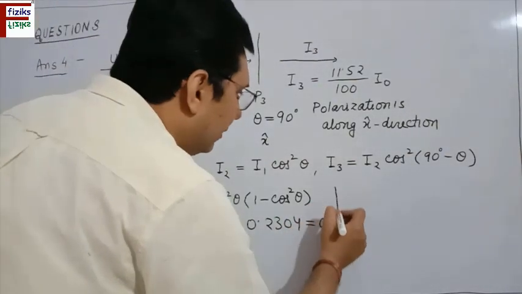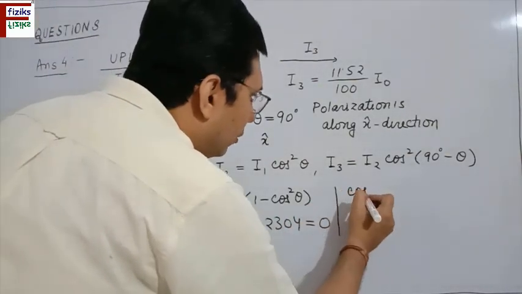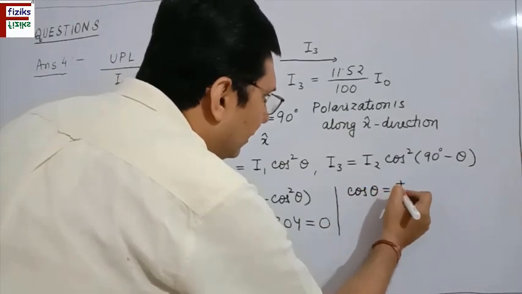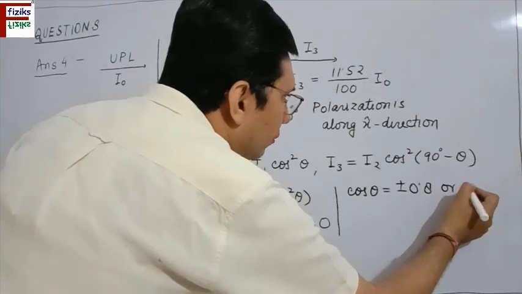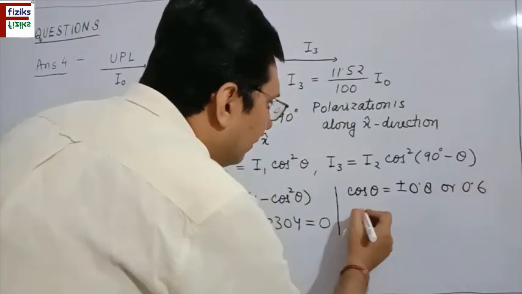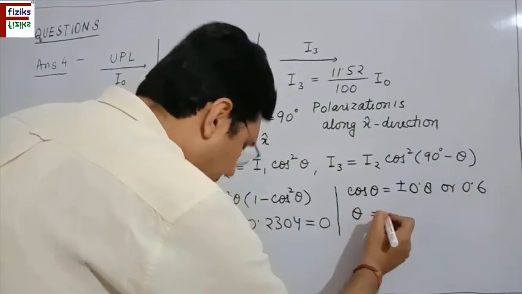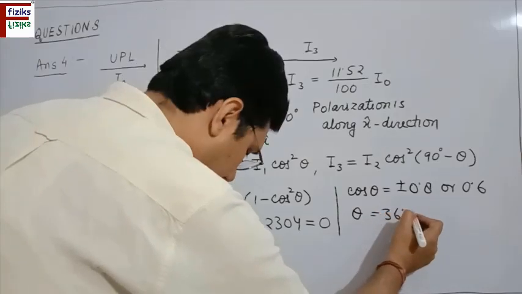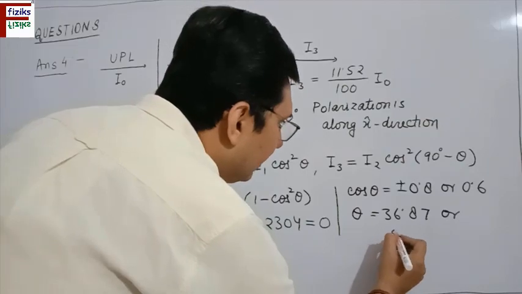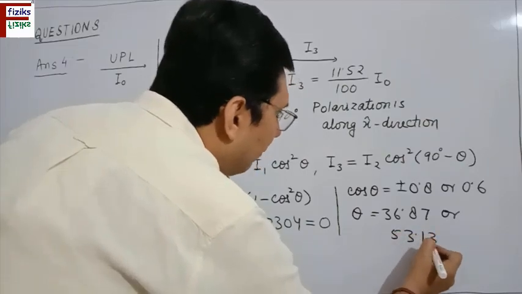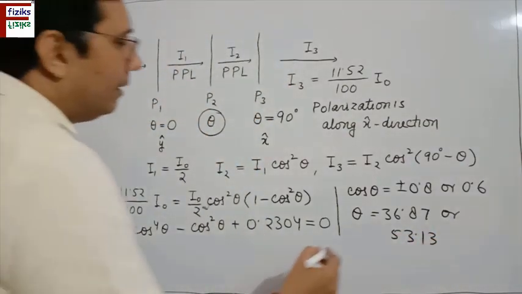Cos theta from here comes out to be plus minus 0.8 or 0.6, and from here the theta value will be 36.87 or 53.13. With the help of a calculator, you can find out these angles.